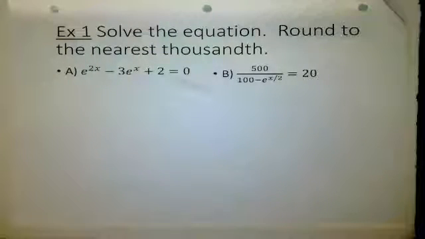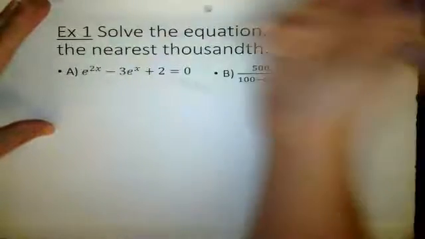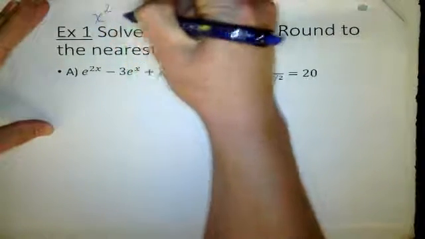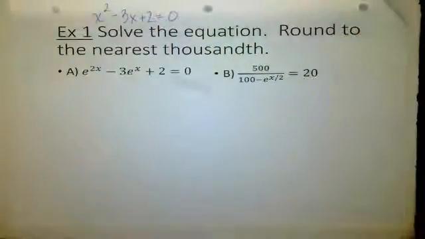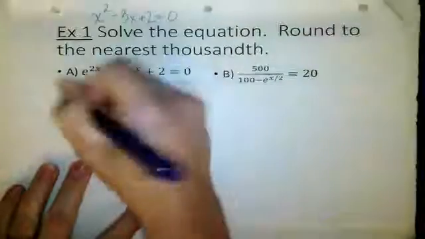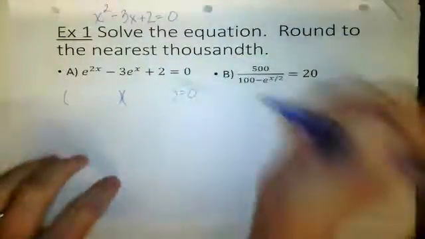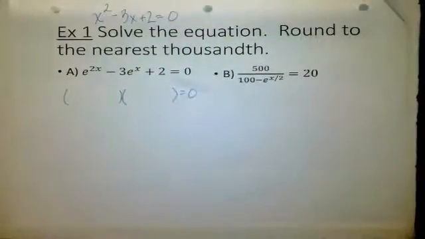The first one, we have e to the 2x minus 3e to the x plus 2 equals 0. Definitely an exponential equation, very interesting. What do you think you do for that? Factor. Smart. That's right. This is the same form as x squared minus 3x plus 2 equals 0. It is factorable. It is what we call quadratic in form. So we've got 3 terms, a trinomial, try to factor.